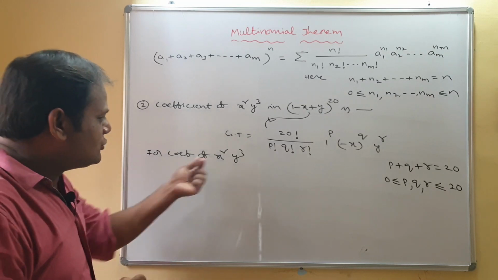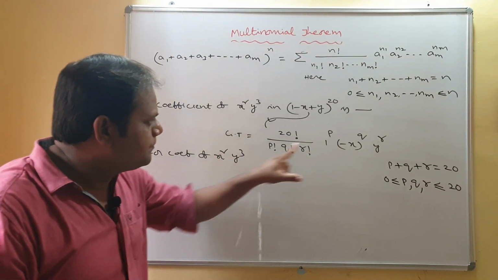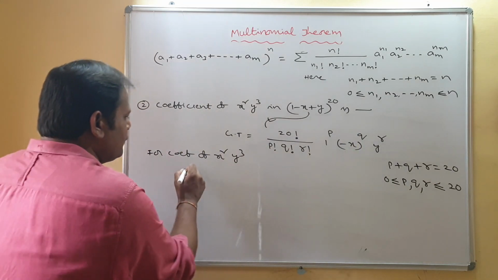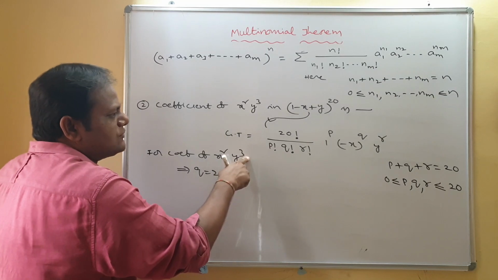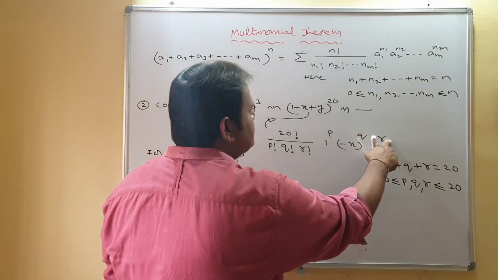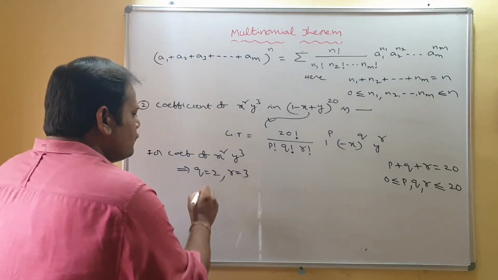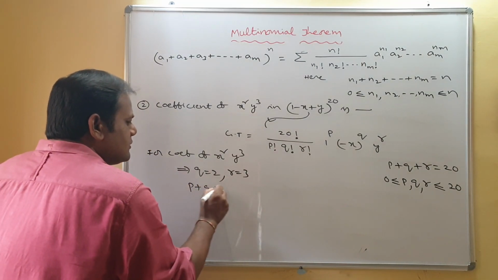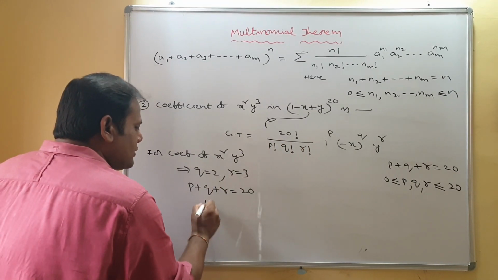So to get the coefficient of x square y cube, the power of x must be 2. So Q equal to 2. The power of y is 3, but the power of y is R. So R must be equal to 3. We know that P plus Q plus R is 20. So P is 15.